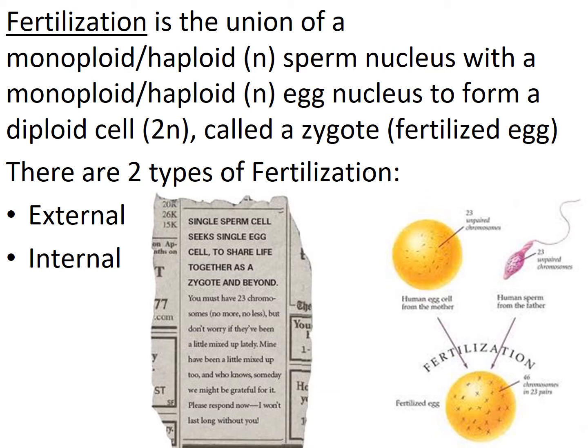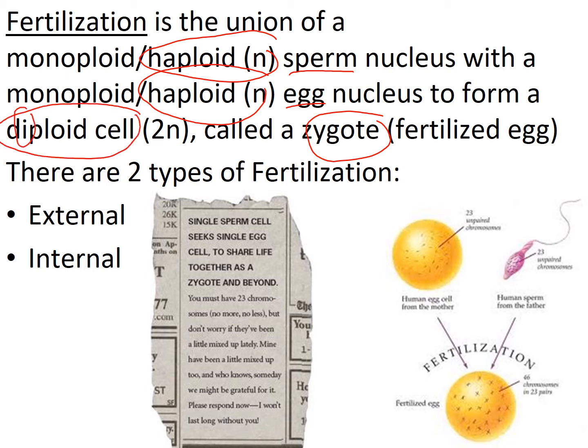So, of course, fertilization is obviously a sperm and an egg that come together, and that's called a zygote. Remember, sperm is haploid and an egg is haploid. When they come together, they become diploid. Remember, di means two, okay? And then when the egg and sperm come together, it becomes a zygote, and we call a zygote a fertilized egg.